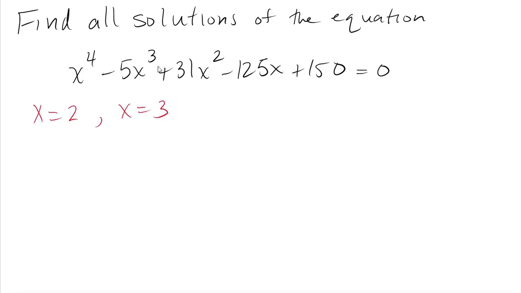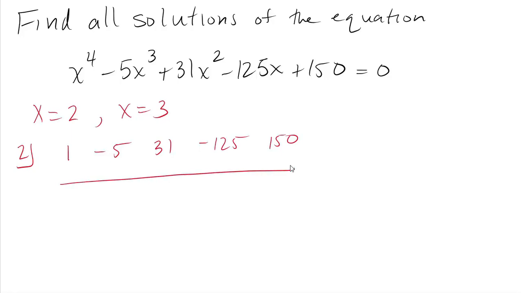I would start with the smaller number when your list is really long. So I'm going to put 2 into the nook. I'm going to write down the list of coefficients here. And I'm going to do synthetic division. The 1 drops down. 2 times 1 is 2. Negative 5 plus 2 is negative 3.